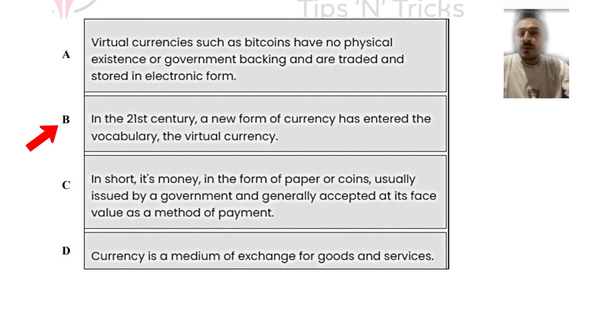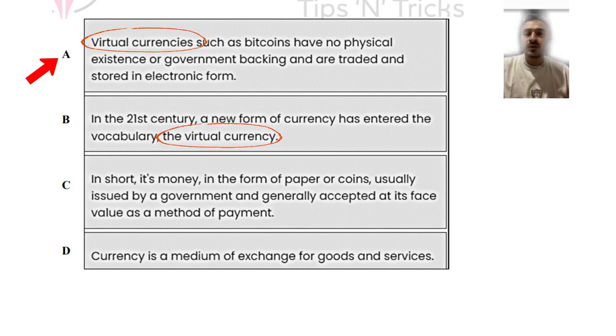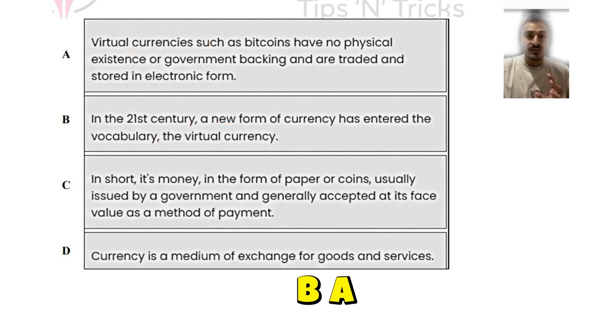So in the B option, in the 21st century, a new form of currency has entered the vocabulary, the virtual currency. In the B option, you can see here we are starting about the virtual currency. So in the A option, we are explaining about virtual currency, which means B option will come first before A. I'm not sure about B being an independent sentence, but I am deadly sure after B, A will come because of virtual currency. Very easy. Moving to C option, in short, it's money. We can't start with in short as an independent sentence. So we are left with only one, that is D.